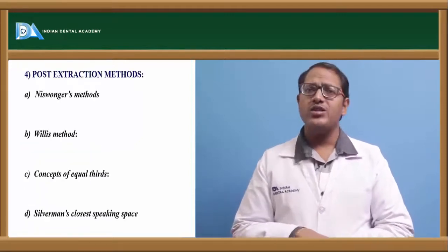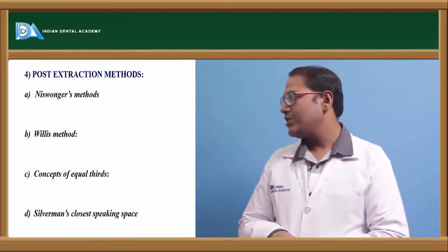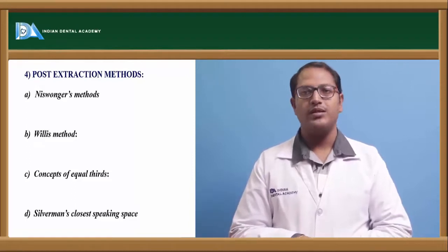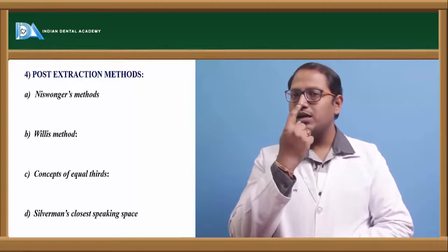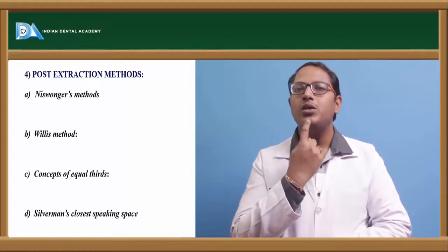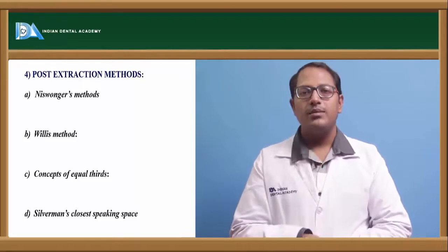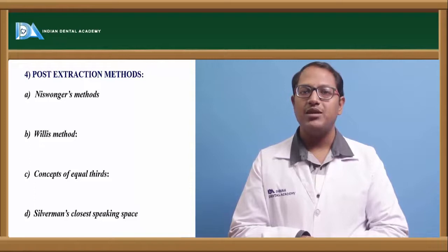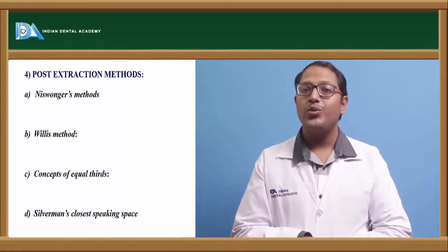Now, if the extraction has already happened, how do we go about the vertical dimension? The first and most usual method in today's day is Niswonger's method. What do we do in that method? We take two marks, one on the tip of the nose and one on the prominent part of the chin. Now, with these two marks and the maxillary wax rim in place, we ask the patient to speak some bilabial words, like ma. What happens? The patient goes into the physiologic rest position.